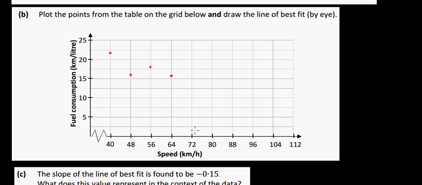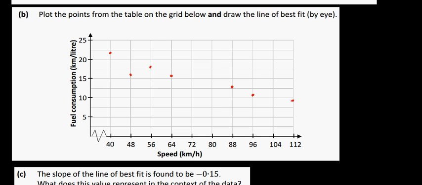72 we don't have, 80 we don't have. 88 is 13, so let's go to 13 here, that's 12 and a half there, so 13 would be somewhere there. 96 is 11, so that's going to be here somewhere. 104 we don't have, and 112 is 9, so that's going to be somewhere around here.